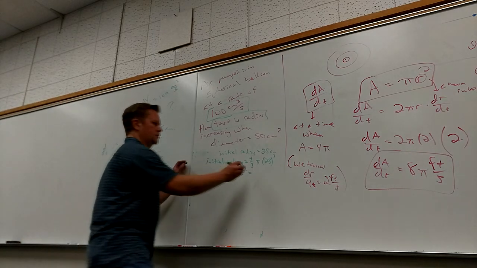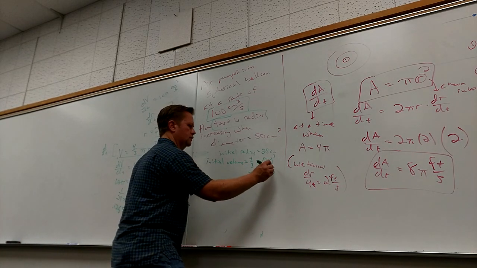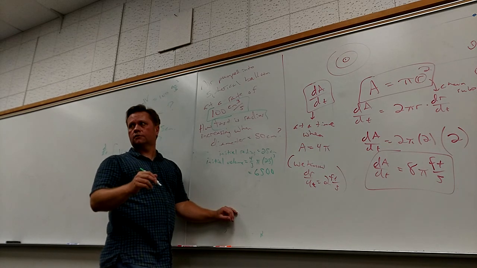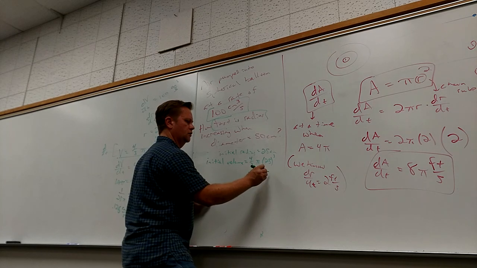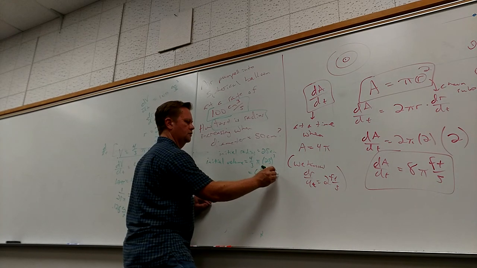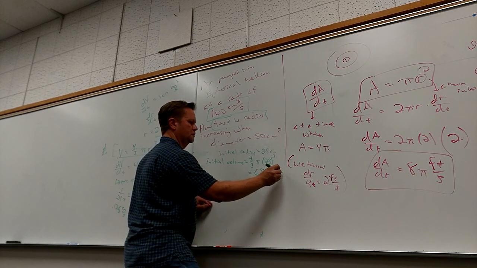Okay. I left off a couple of things. 65,000? 65,449. 65,449.8, and so on. Okay.